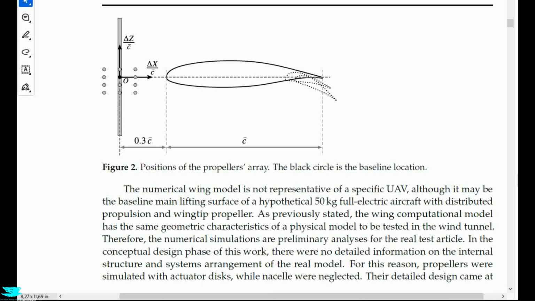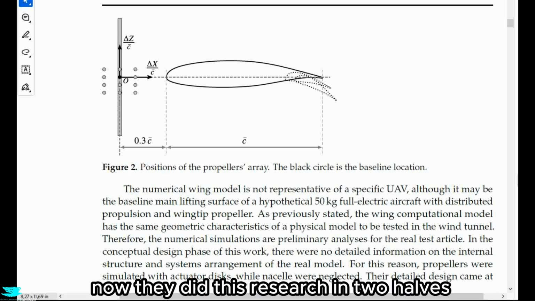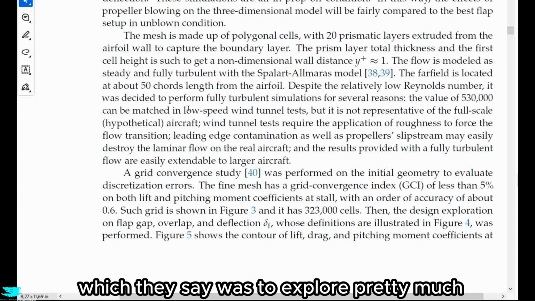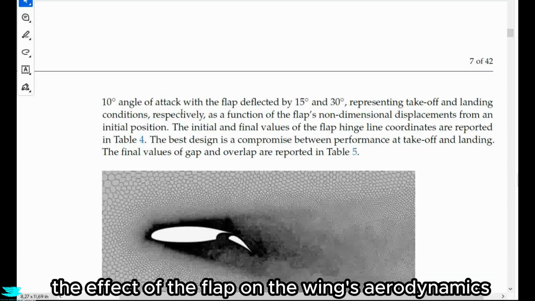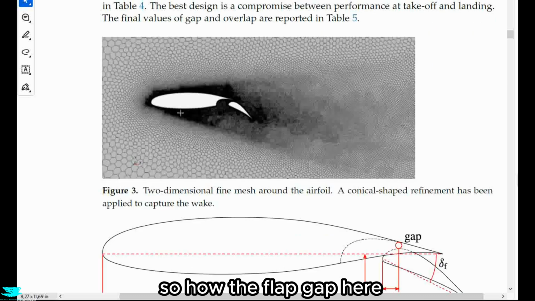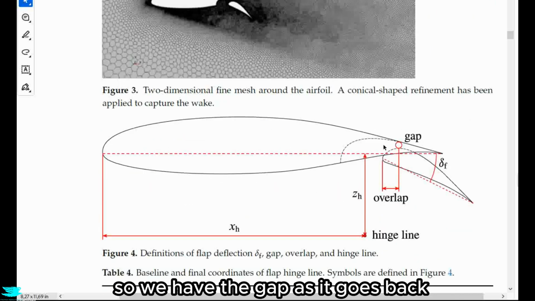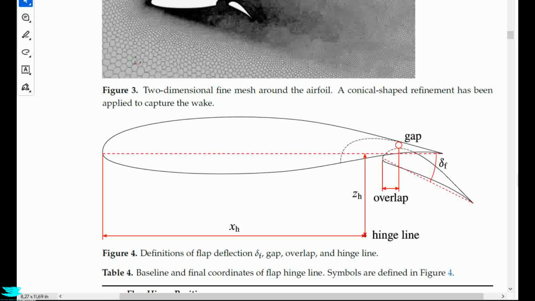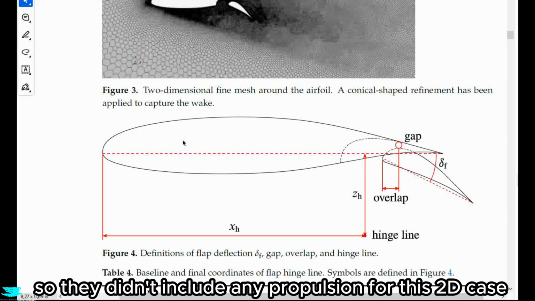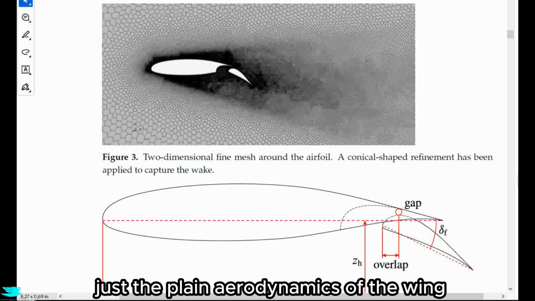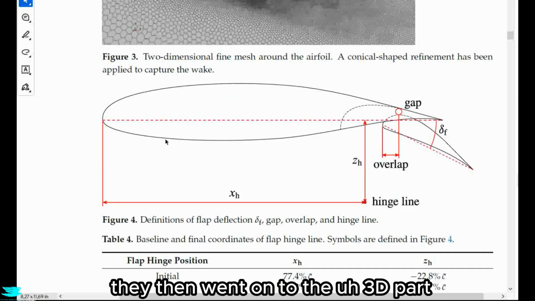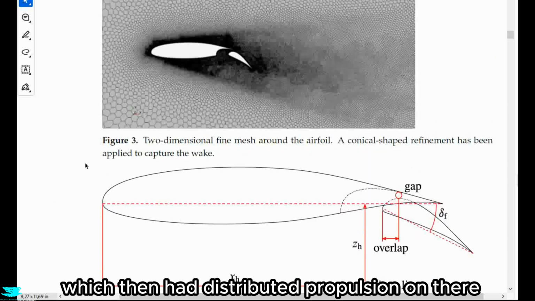Anyway, now they did this research in 2 halves. The first was on a 2D airfoil, which they say was to explore the effect of the flap on the wing's aerodynamics. So how the flap gap, so we have the gap as it goes back, the flap deflection and the overlap, how they change. They didn't include any propulsion for this 2D case, just the plain aerodynamics of the wing. And once they did that, they then went on to the 3D part, which then had the distributed propulsion on there.